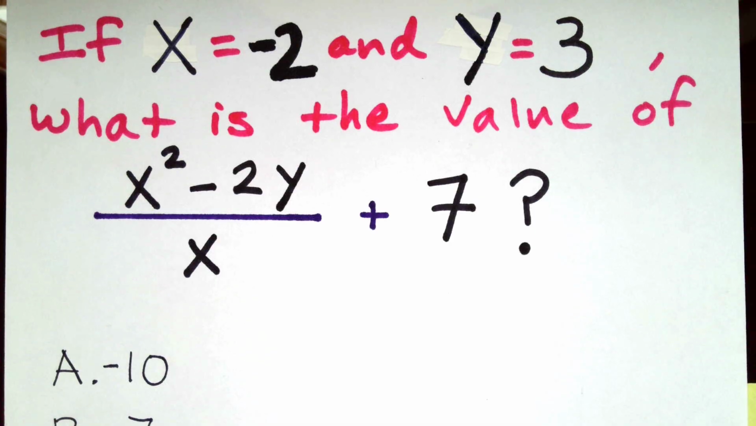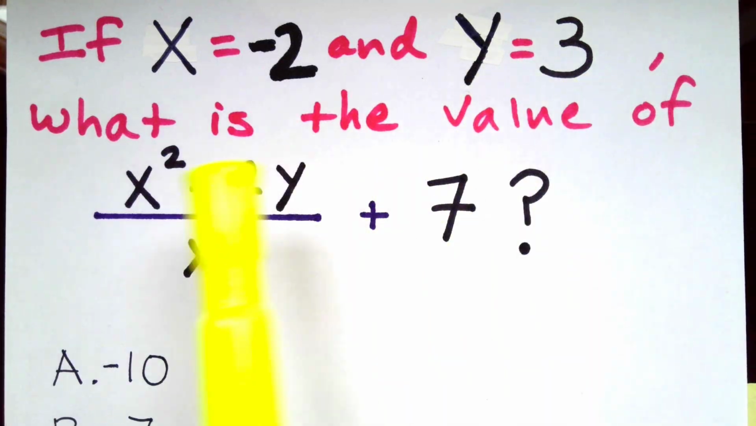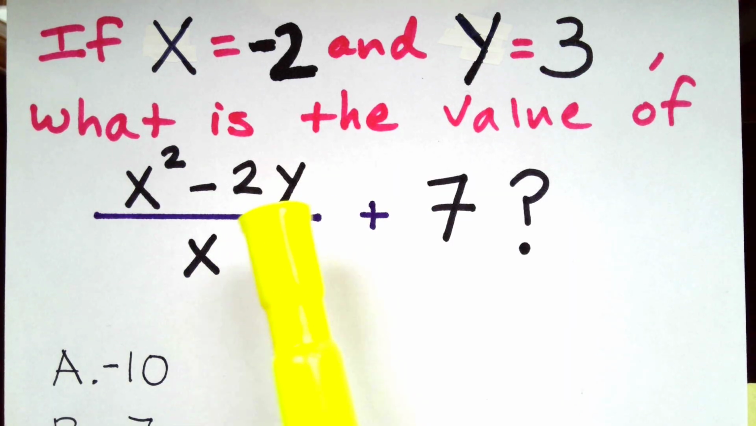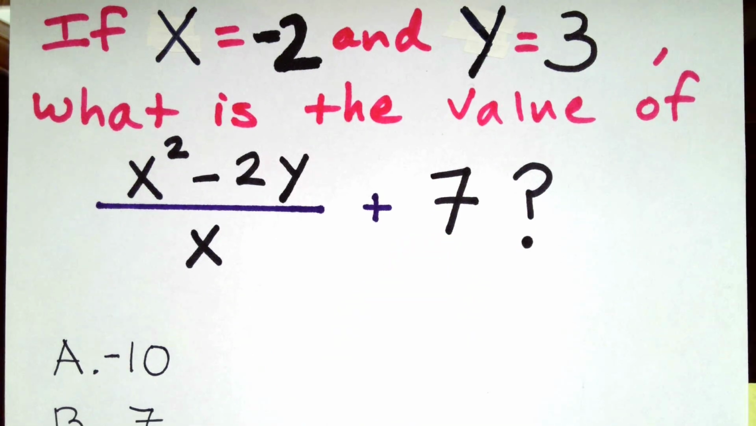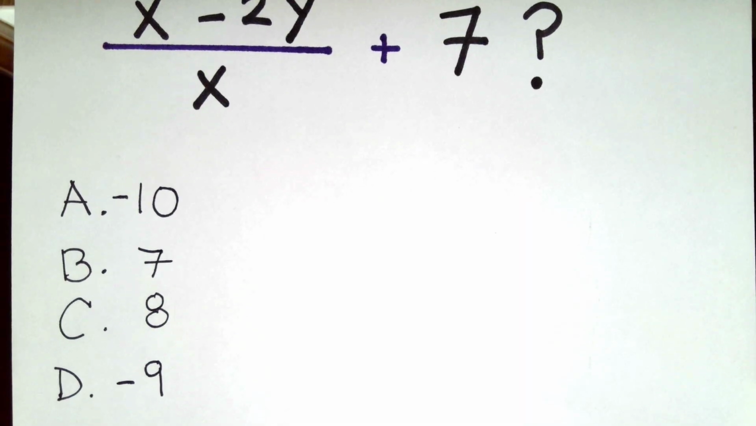I got another simplify the expression problem we have here, brand new GED high set exam. If x equals a negative 2 and y equals 3, what is the value of the expression x squared plus a negative 2y, or minus 2y, both mean the exact same thing, divided by x plus 7? A, negative 10, B, 7, C, 8, or D, negative 9.